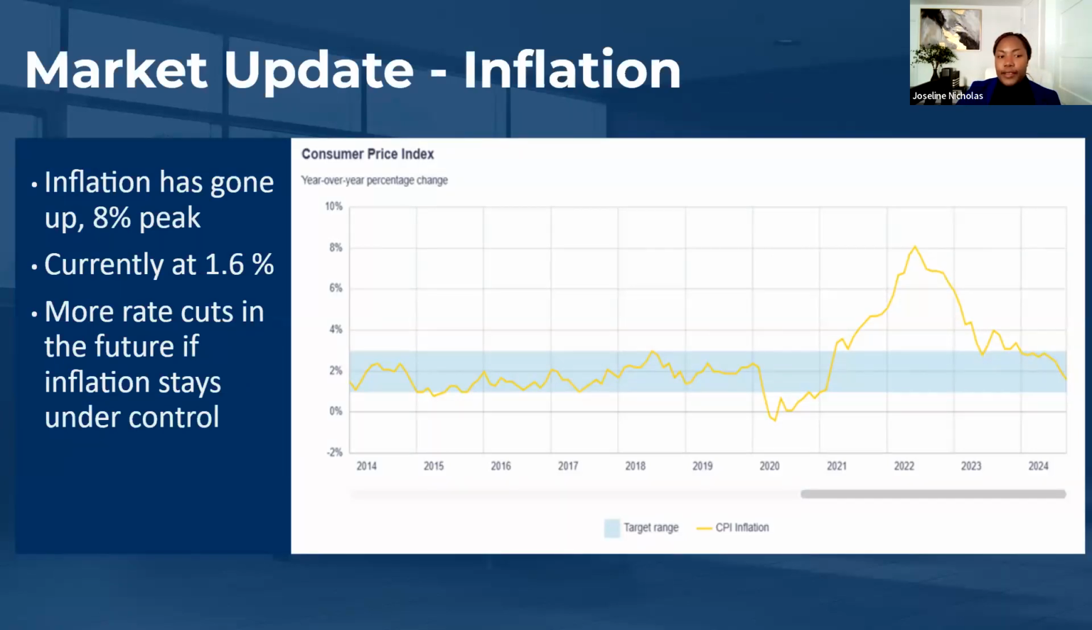We're at 1.6%, which the Bank of Canada is happy about. For the last few months, inflation has been within the blue area, as you can see on the graph, and that is the Bank of Canada target, a max of 2% and basically around 1 point above or below 2%. So that's where the Bank of Canada likes to see inflation. And because of that, rates have been coming down, and the Bank of Canada has promised that we'll see more rate cuts as inflation stays under control.